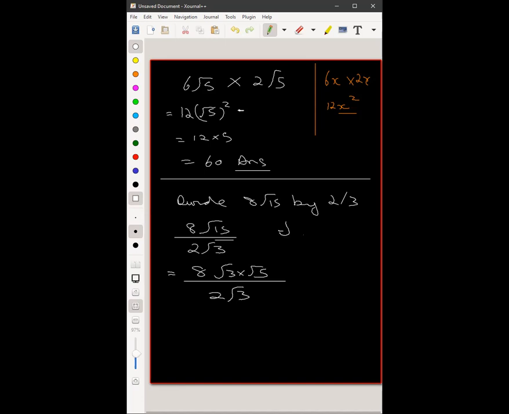Root 15 is nothing but root of 3 into 5, which is root 3 into root 5, right? So this and this get cancelled, and this and this get cancelled, so we get 4 root 5. Right? So in this step you need to show that root 15 I'm splitting into root 3 into root 5. Okay, copy this down.